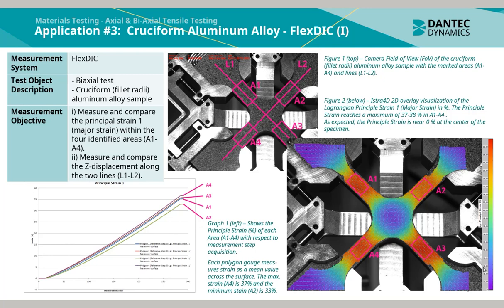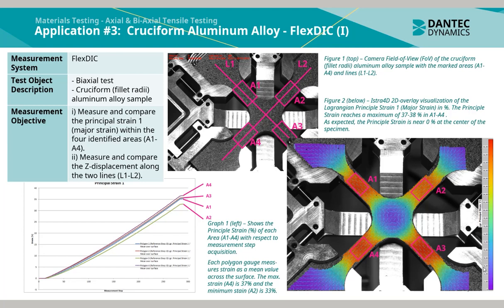In figure 2 below, we see the EduDIC 2D overlay visualization of the Lagrangian principal strain 1 in percentage. The principal strain reaches a maximum of 37 to 38% in regions A1 to A4. As expected, the principal strain is near 0% at the center of the specimen.